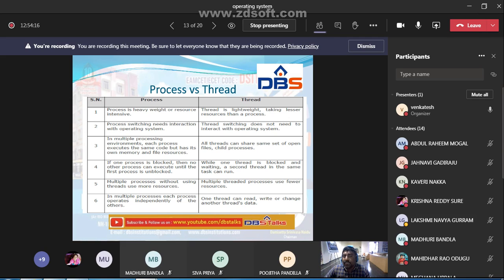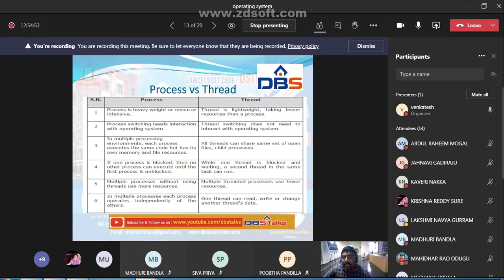Next is process switching. Process switching needs interaction with the operating system, whereas thread switching does not need to interact with the operating system. If a process wants to interact with another process, that means switching, and at that time we definitely need the operating system. In threads we don't, because the threads are inside the process, so there is no need for the operating system to move between different threads.